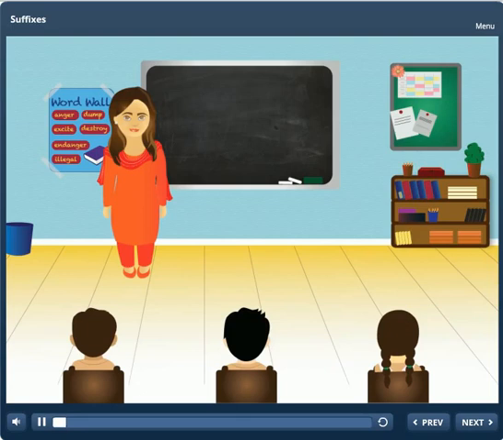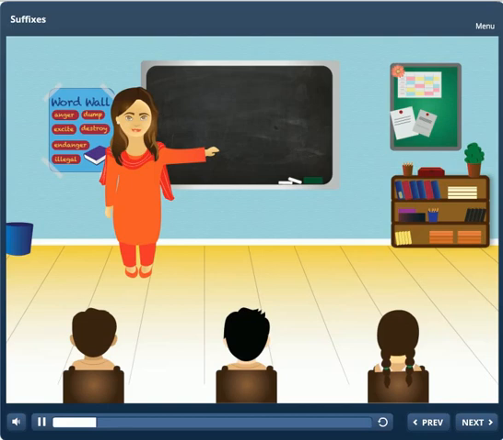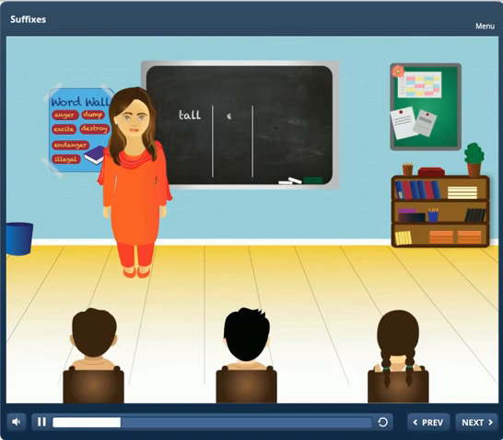Sometimes we can make words longer by adding some letters to a shorter word. Can anybody tell me the comparative adjective for the word tall? Taller! That's right. So we added the letters ER to tall to make it taller, which is a different word.